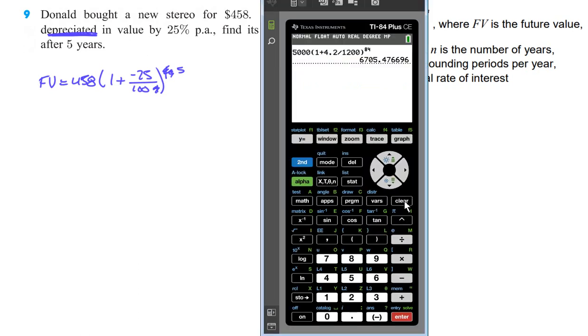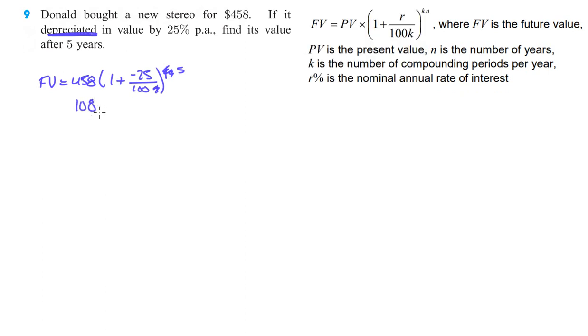So we get our calculator, 458 times 1 minus 25 divided by 100, all to the 5th power. And that tells us that it's only going to be worth $108.69 5 years later. Okay.